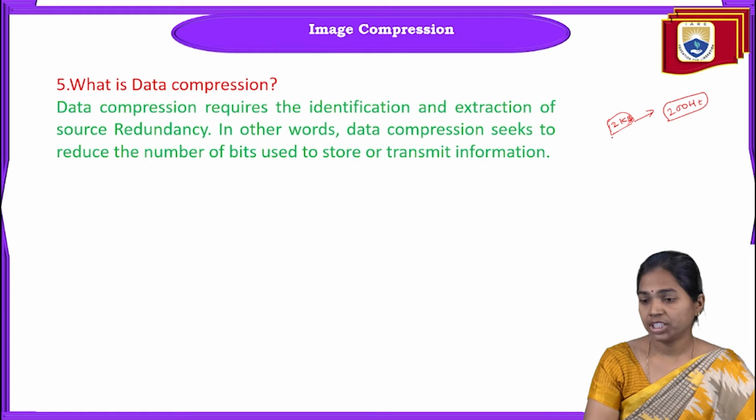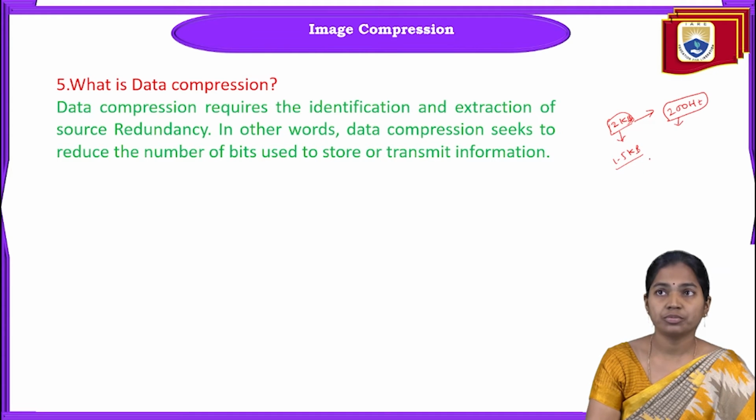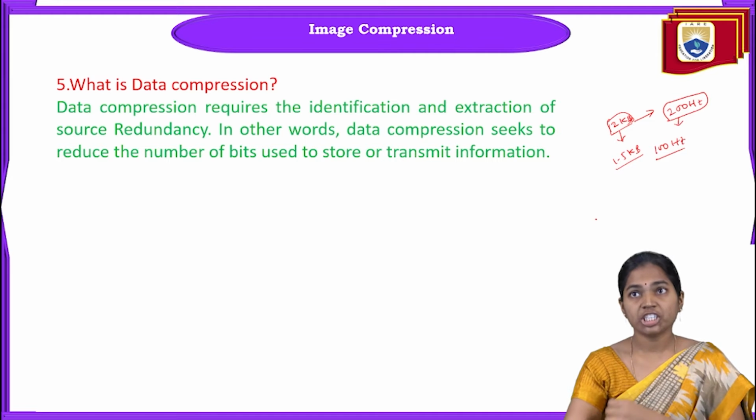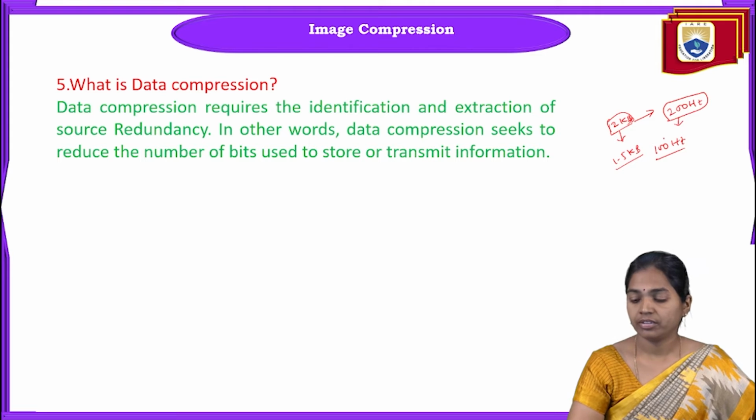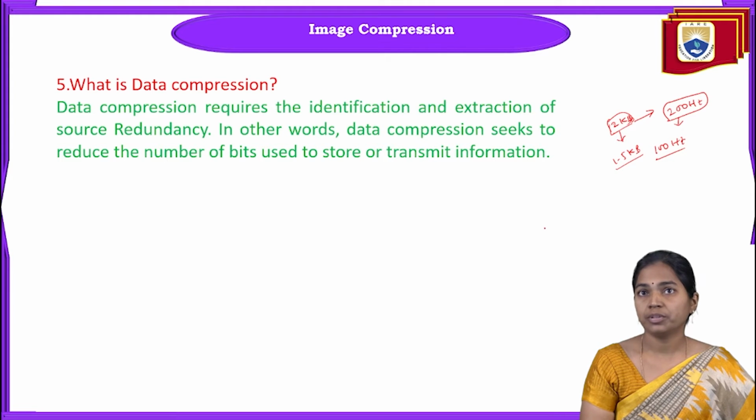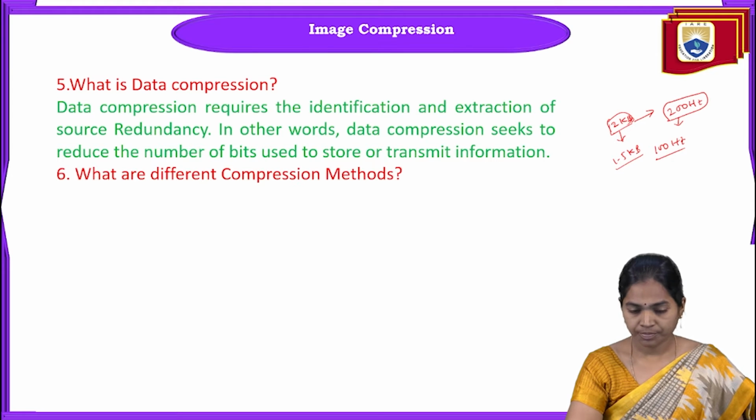After compression, the number of bits used is reduced. Then instead of 2 KB, 1 KB is enough to store the information. And the bandwidth to transmit the information from source to destination is, for example, reduced to 100 Hz. So with data compression, the storage memory is saved and the bandwidth is reduced, which is very important for transmission and storage.